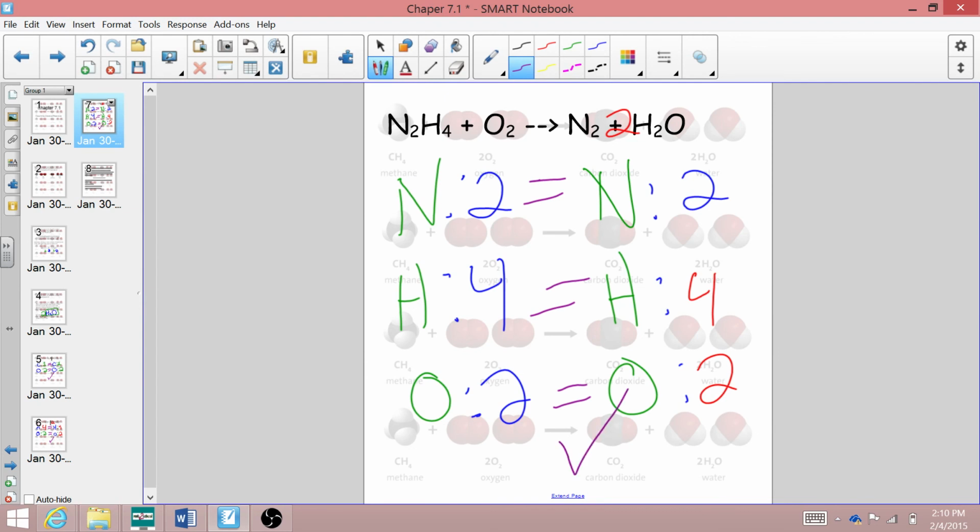So when you write this equation out, in order for it to be truly balanced, you would write N2H4 plus O2 goes to N2 plus 2 H2O.